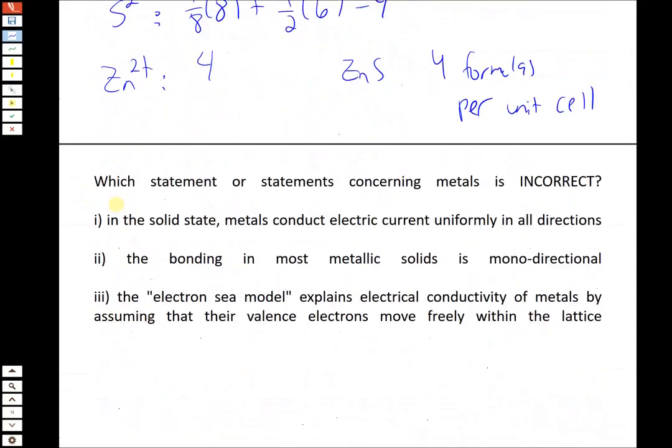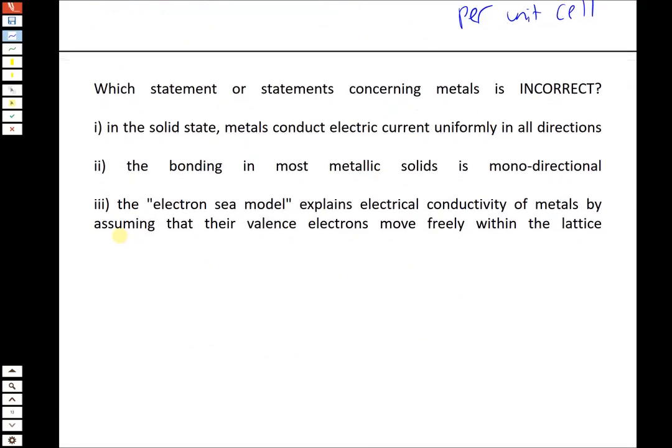Alright, the last problem we're going to go through is the only one that we had difficulty with that wasn't about cubic or hexagonal crystal structures. It's about bonding in metals. So it wants to know which statement or statements concerning metals is incorrect.